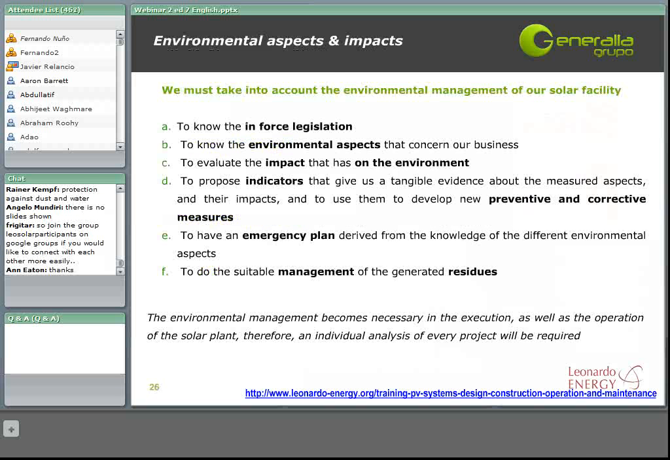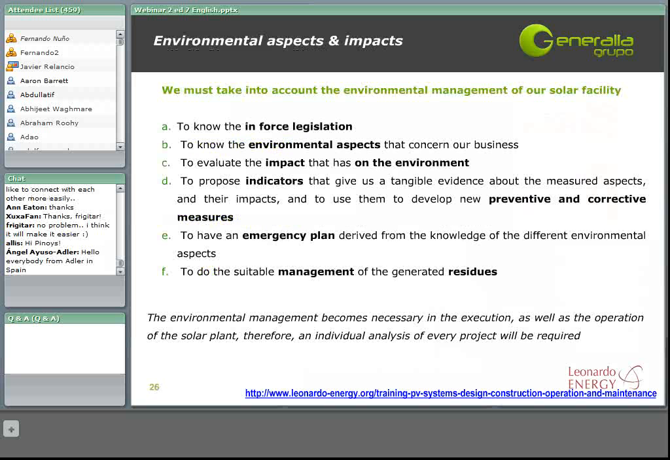To develop a good environmental management, we should: first, know the enforced legislation. Know the environmental aspects that concern our business. Evaluate the impact that our activity has on the environment. Propose indicators for the measured aspects and impacts and use them to develop new preventive and corrective measures. And it is really important to have an emergency plan for any incidents that may damage our environment. Then we should have a good management for the generated residues in our solar plant.